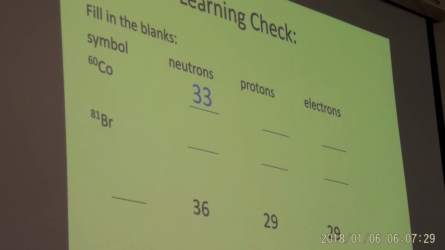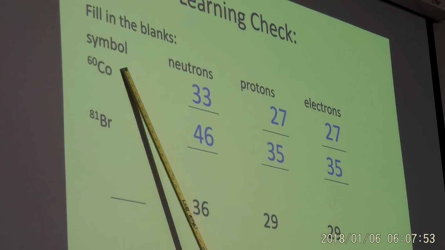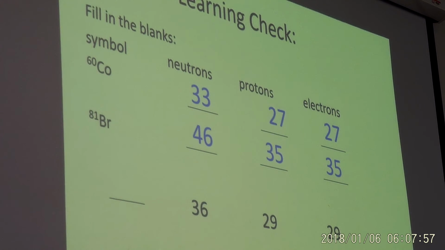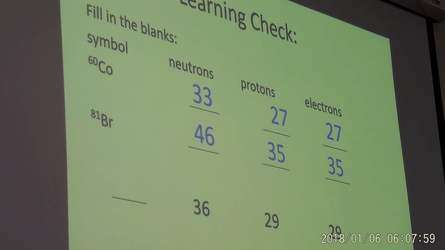Okay, how about bromine 81? How many protons? All right, how about how many neutrons? 46. All right, electrons? 35. Very good. So, how do we know the number of electrons is the same as the number of protons? Because there's no charge on these species, right? It's just neutral. So what does this represent then here? Copper 65.